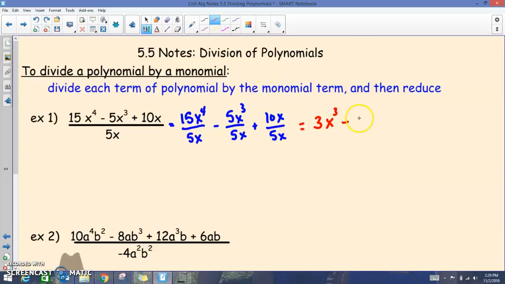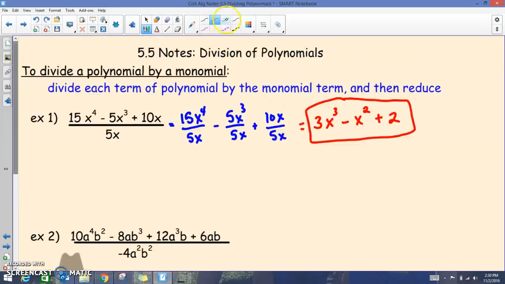And then looking at the x's, we have more x's on top. How many more? 3 minus 2 is 1. And then lastly, we have 10 divided by 5, which is 2. And then I have the same amount of x's, so those would just reduce down. And that would be my answer there. I don't need to do anything more with it. Just leave it just like that.